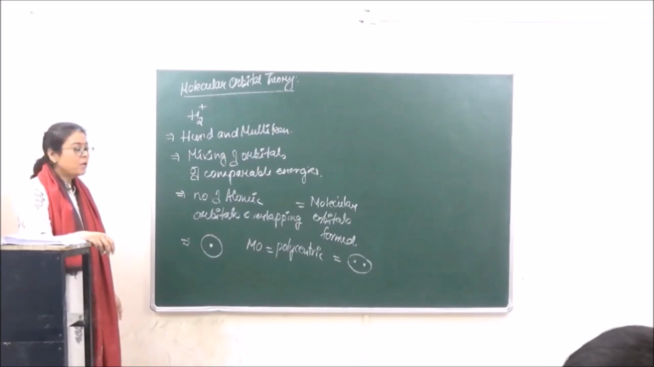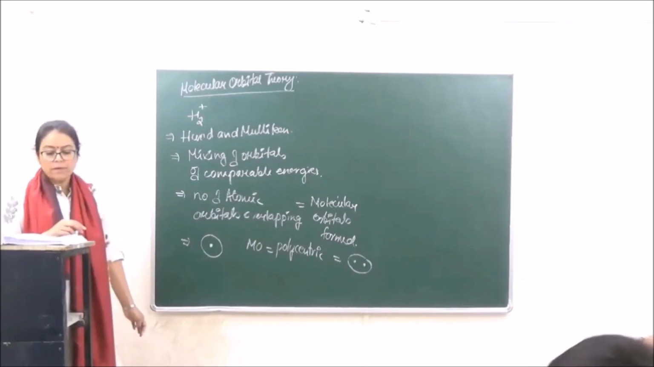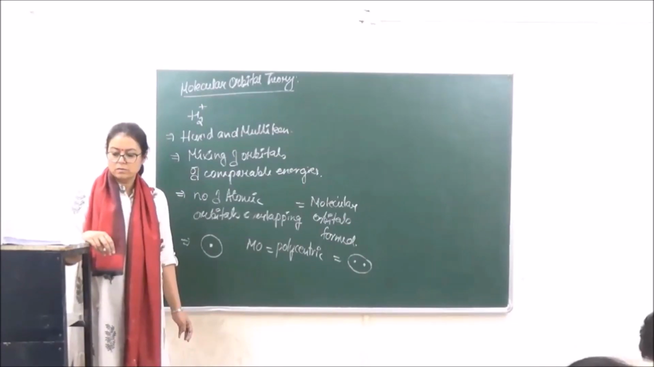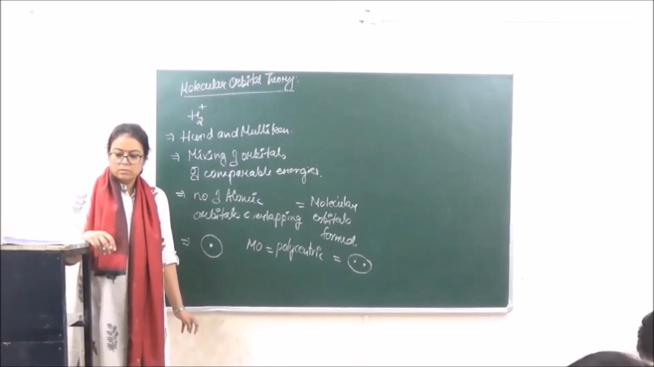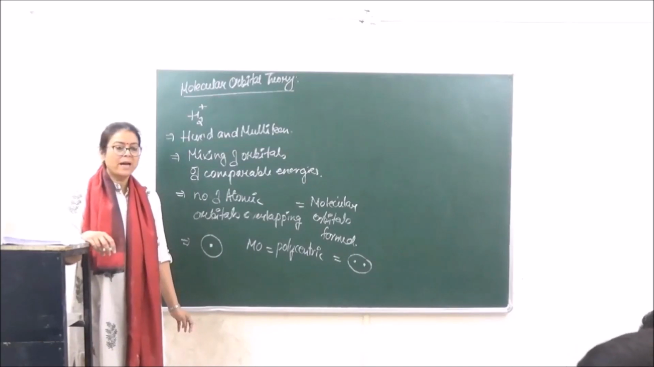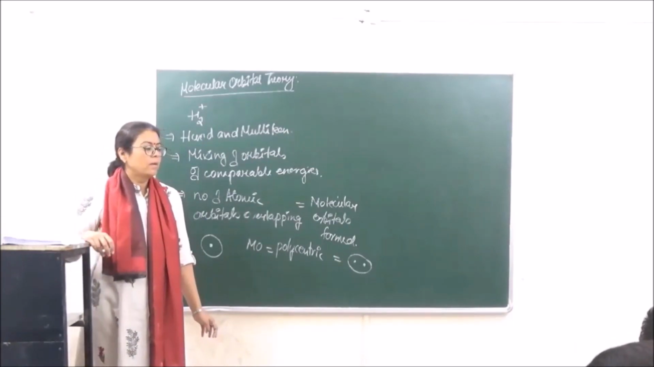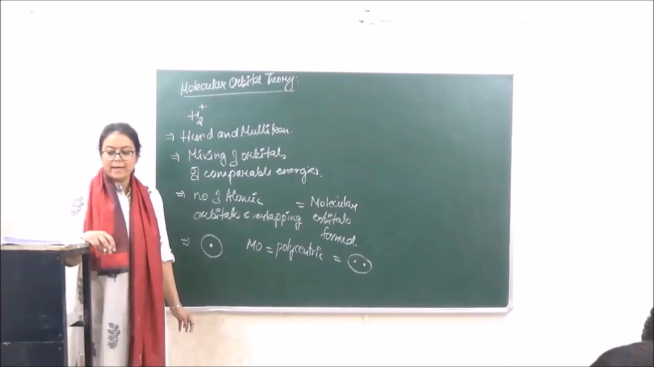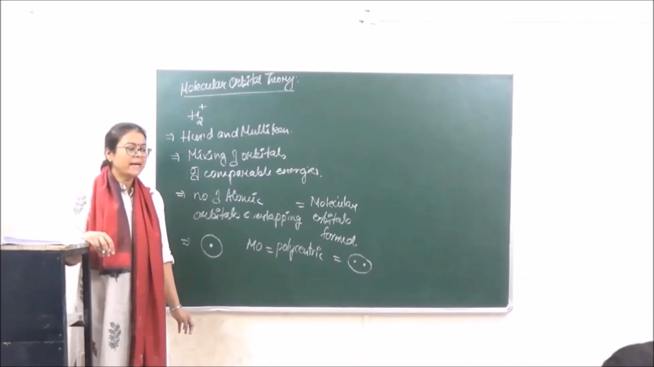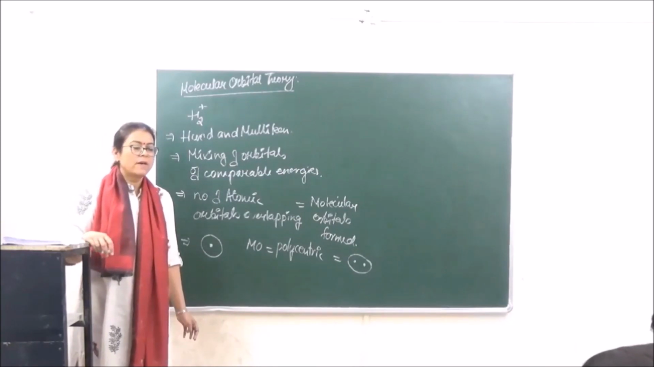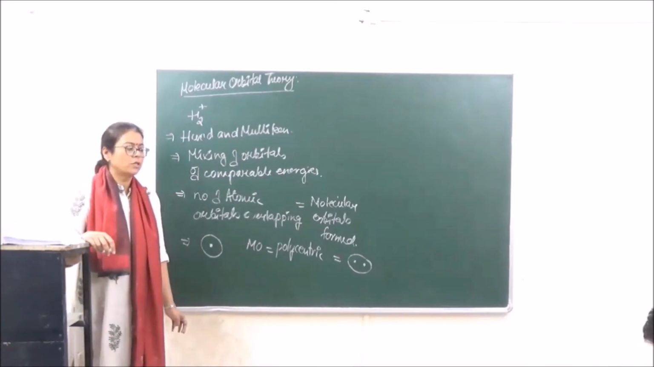So what is a molecular orbital? You can write down: a molecular orbital is defined as the region in space comprising the nuclei of the combining atoms, around which there is maximum probability of finding the electron.